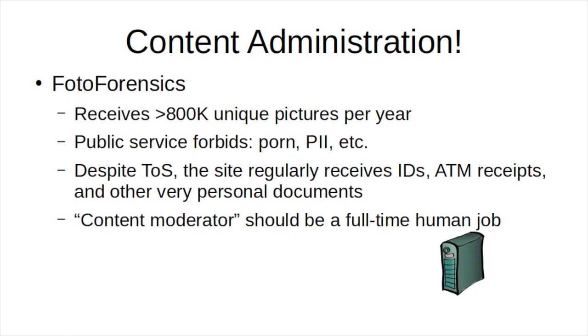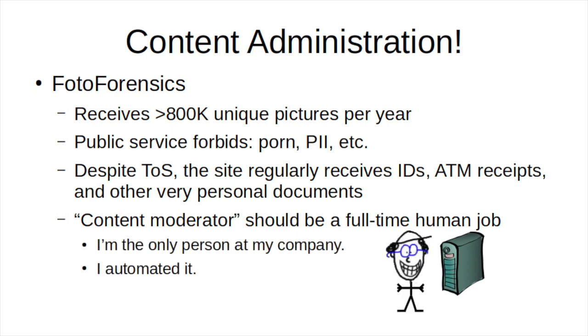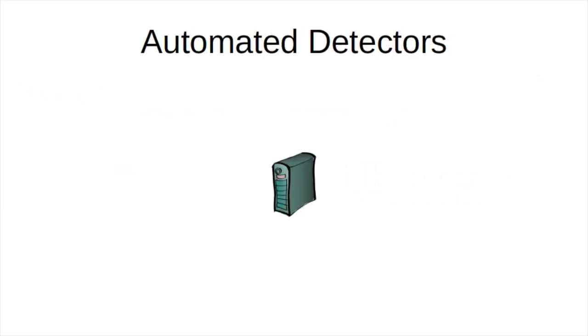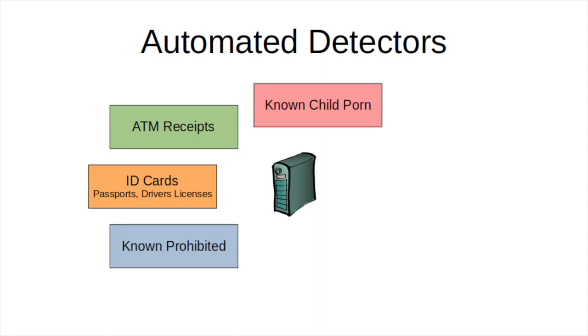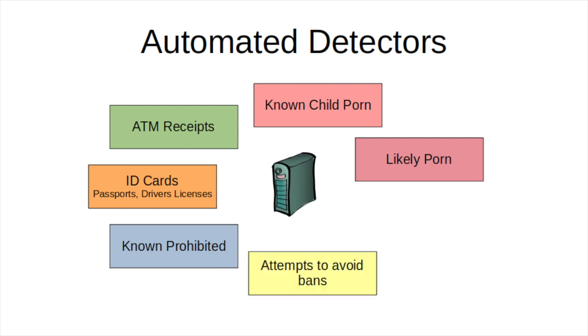Being a content moderator should be a full-time job. But as we've mentioned, we don't have a full-time admin. So, we automated it. The server has automated detectors for ATM receipts, identity cards, known prohibited content, known child porn, and things that are likely porn. There are some common things that people do to avoid bans. If it detects someone working around a ban, then it bans them again. And we have lots of other detectors.